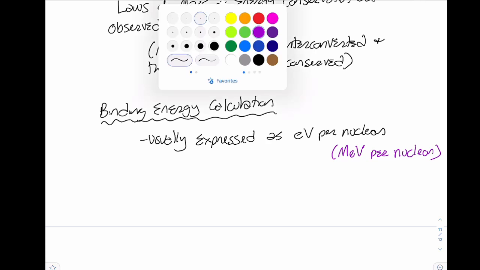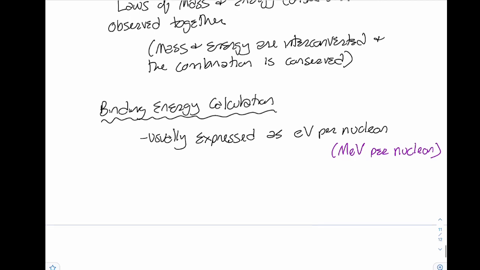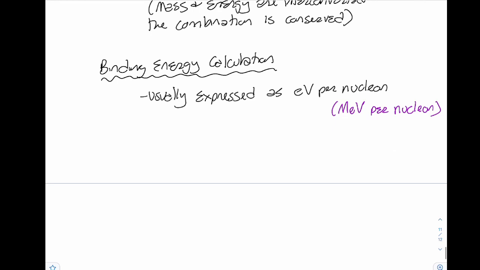This actually doesn't look like nucleon. I just want to rewrite it so my writing's at least half legible. Remember, joules is generally our SI unit for energy, and it still is. It's just that binding energy is usually not expressed in joules. We do need a conversion between electron volts and joules. So 1 electron volt is equal to 1.60 times 10 to the negative 19th joules.